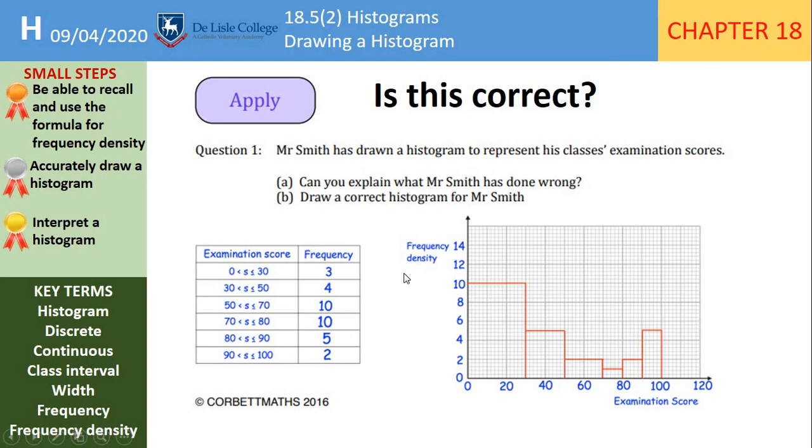So remember, he's plotted frequency density up the side. Okay, so that isn't his mistake. Remember, frequency density is the frequency divided by the class width. So for this first one, we would do 3 divided by 30. I can see what he's done. That wouldn't give us 10. He's done the class width divided by the frequency. He's done 30 divided by 10. So he's done his division the wrong way round. So his frequency densities are incorrect.